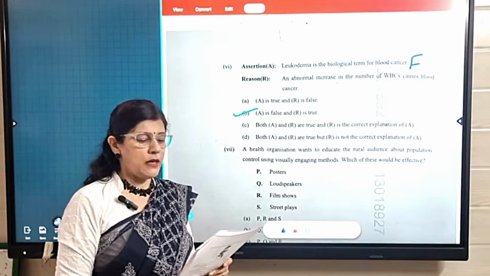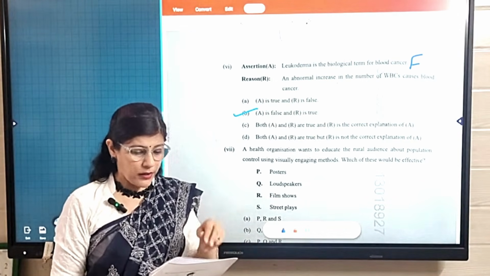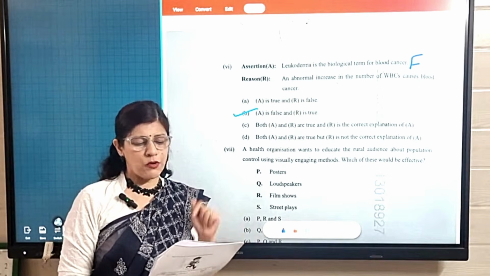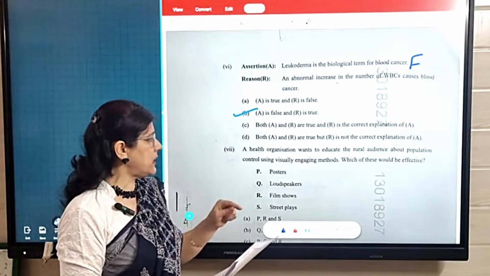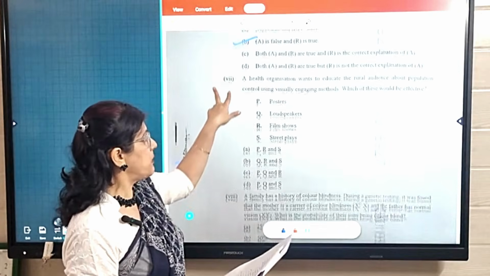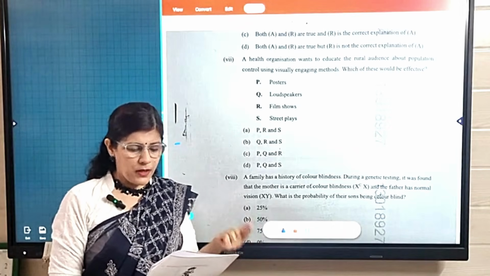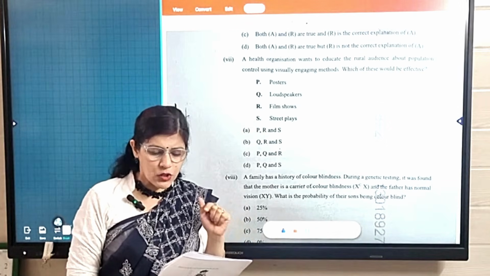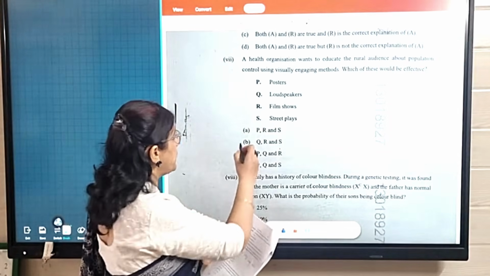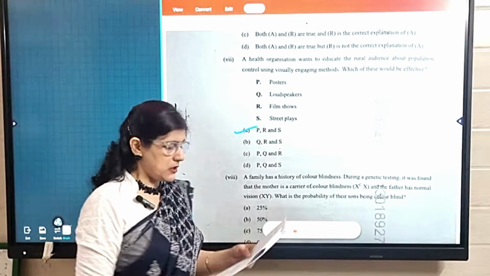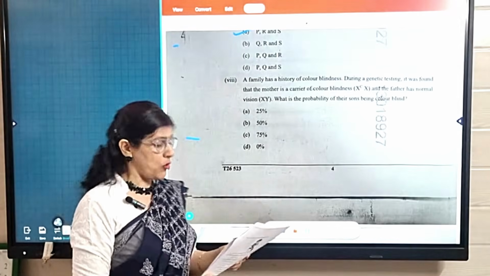In the seventh part, a health organization wants to educate the rural audience about population control using a visually engaging method. The question itself says visually engaging methods. Which of these would be effective? Posters are effective, they are visually engaging. Then film shows and street plays are all visually engaging, but loudspeakers are auditory methods only. So P, R and S, option A is correct because all are visually engaging for rural people.